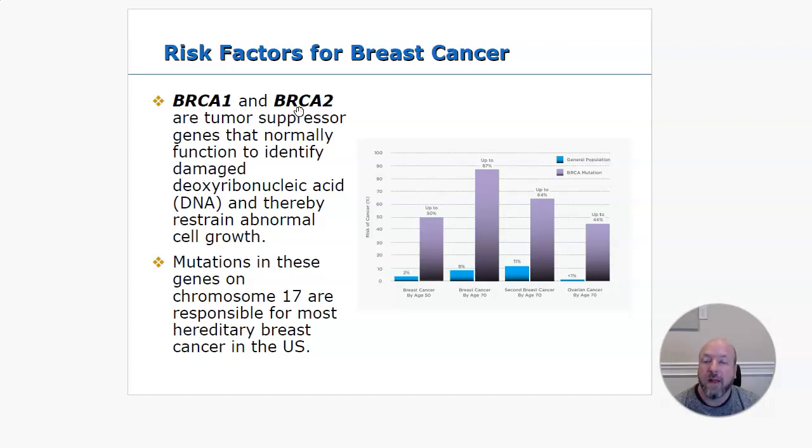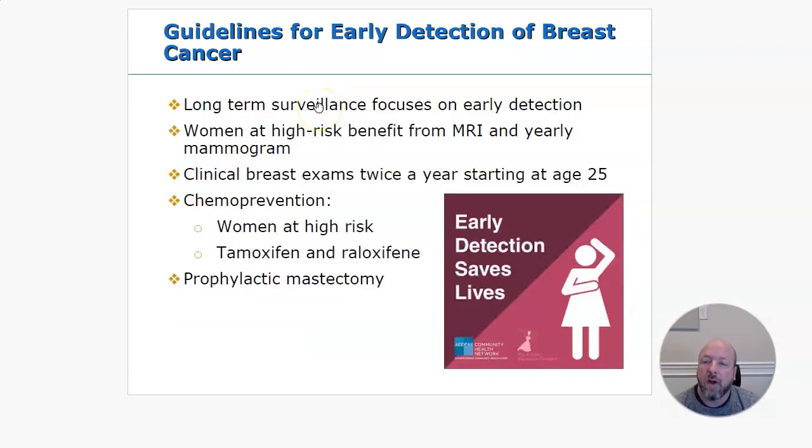Some people, right, we talked about this, there's different types of surgeries. Some people have this. It's not necessary. It's always up to the healthcare provider working with the patient. But some people with this factor have actually had their breasts prophylactically removed. Other guidelines we have, again, women at high risk benefit from MRIs. Clinical breast exams should be done twice a year starting at 25. Sometimes they actually do chemo prevention using tamoxifen. You can see prophylactic mastectomy is there.